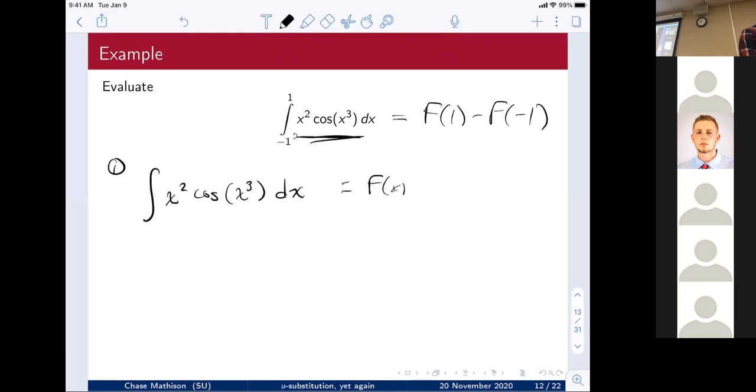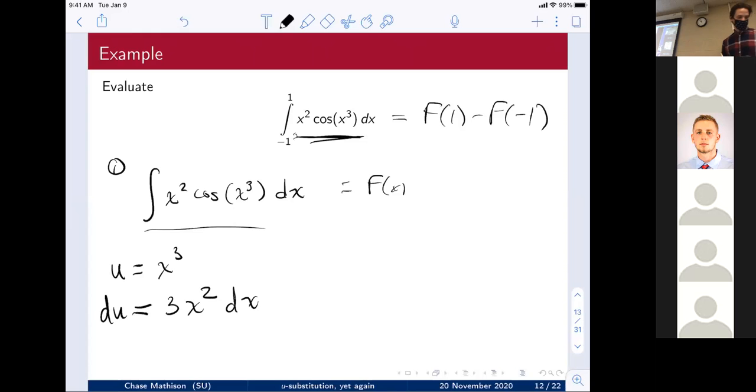So let's find this. Because we have a composition of functions going on, this is pretty clearly u substitution. What should u be here? X cubed, very good. Then what is du? 3x squared dx. Yeah, very good.